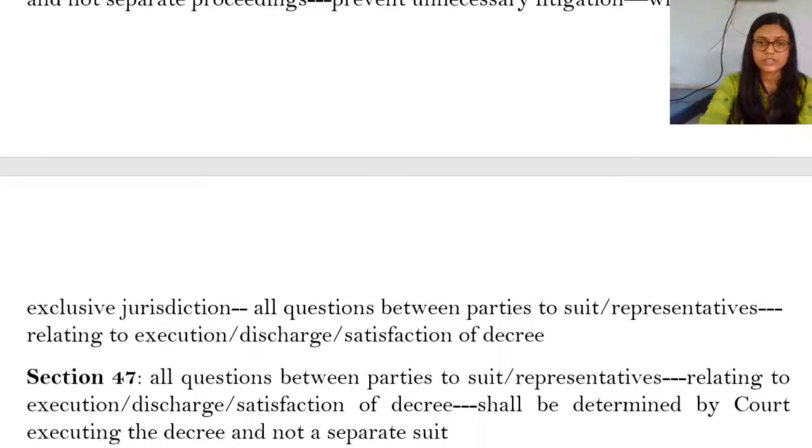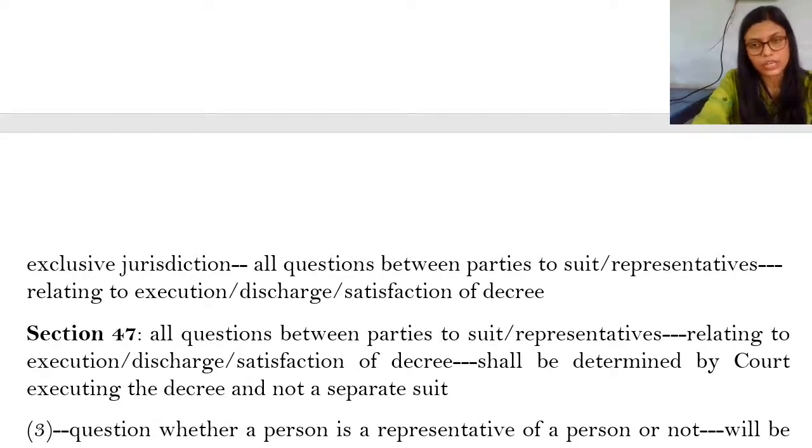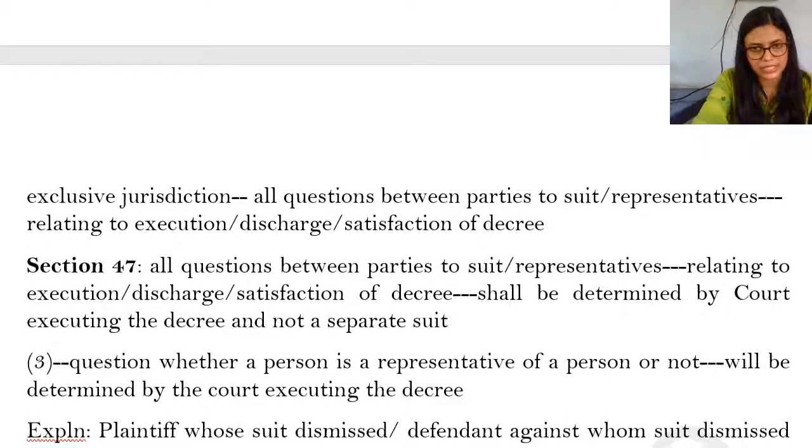Now all questions between the parties to a suit or the representatives which are dealing with the execution, discharge or satisfaction of the decree will be determined by the same court, and there will be no separate suit for the same. Now, if there is a question whether that person is a representative of certain person or not, this will also be determined by the court executing the decree.